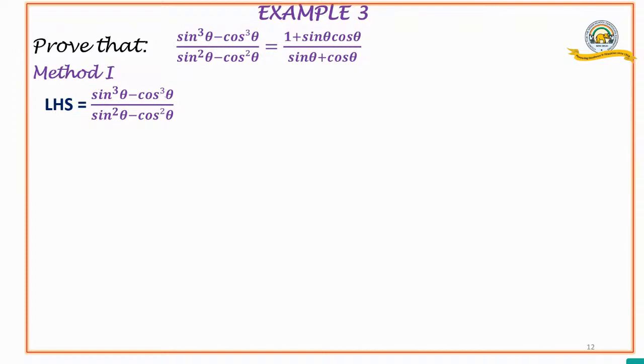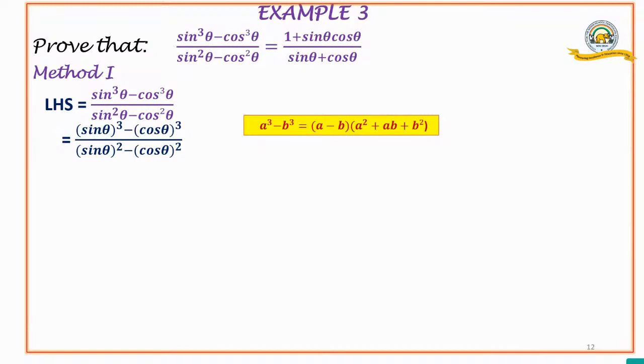So sine cube theta minus cos cube theta by sine square theta minus cos square theta. Please, some of you tend to cancel the powers. Don't do that. There's a minus sign in between. We cannot cancel. So what we have to do is simplify. It doesn't fall into any of the standard trigonometric identities. So an algebraic identity is my tool now. So what do I do? I first put it in the form of sine theta whole cubed minus cos theta whole cubed, by sine theta whole square minus cos theta whole square. So that is in the form of a cubed minus b cubed. Here I've got a square minus b square.